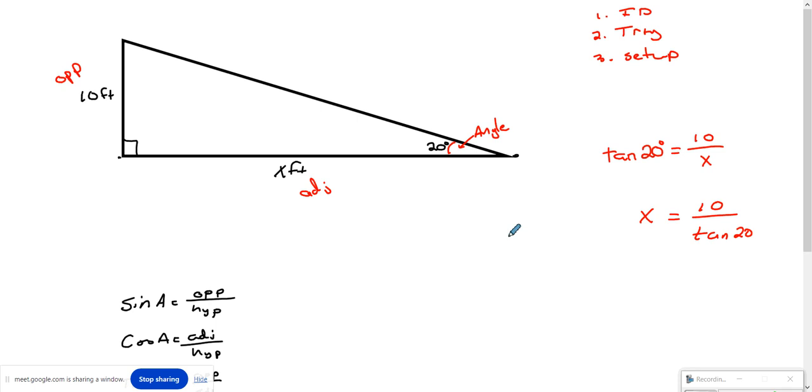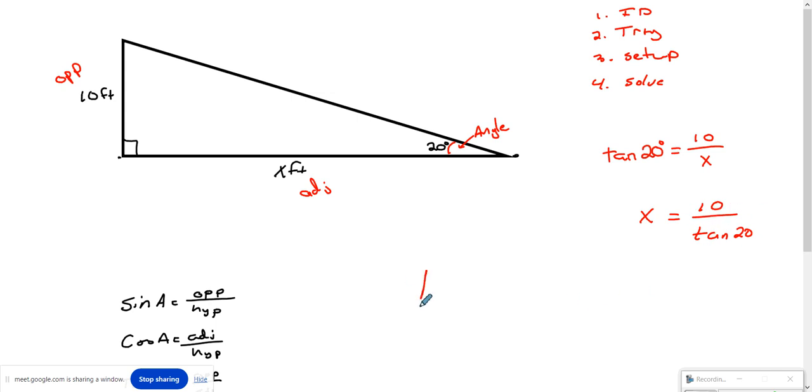So now to find this missing side, we have our problem. We set it up. Fourth thing we do is solve it, and that's what we're doing right here. We're just doing algebra. At this point, I can do 10. This line means divided by tangent 20.